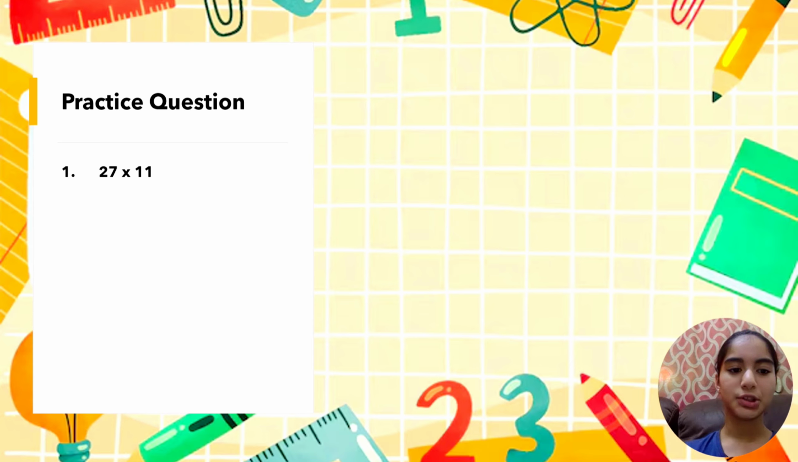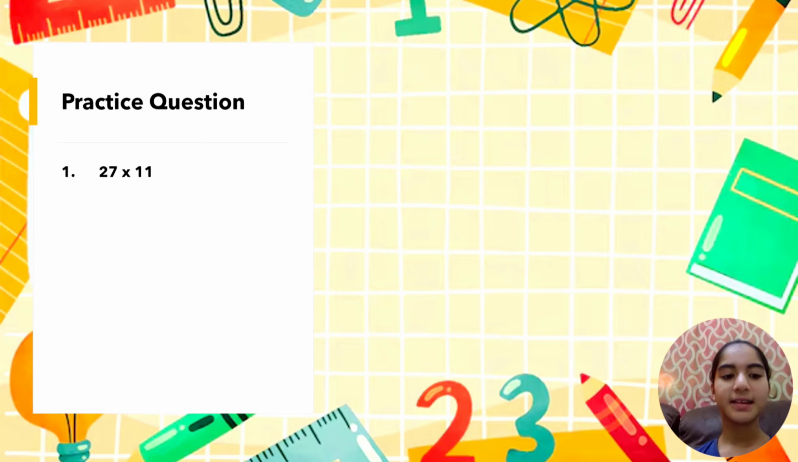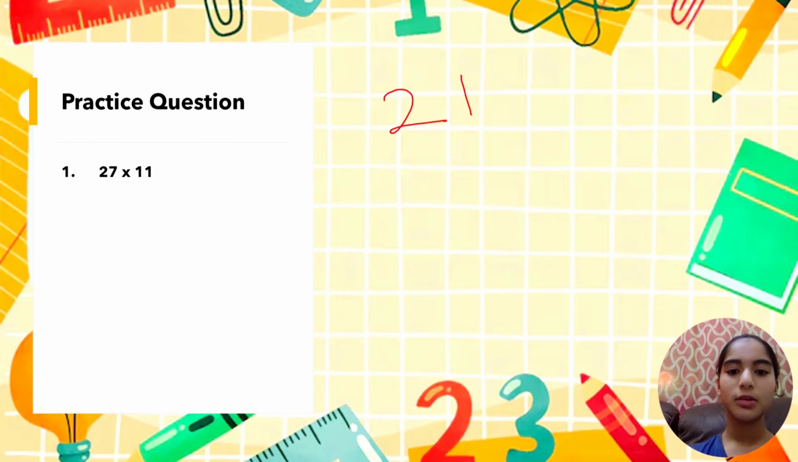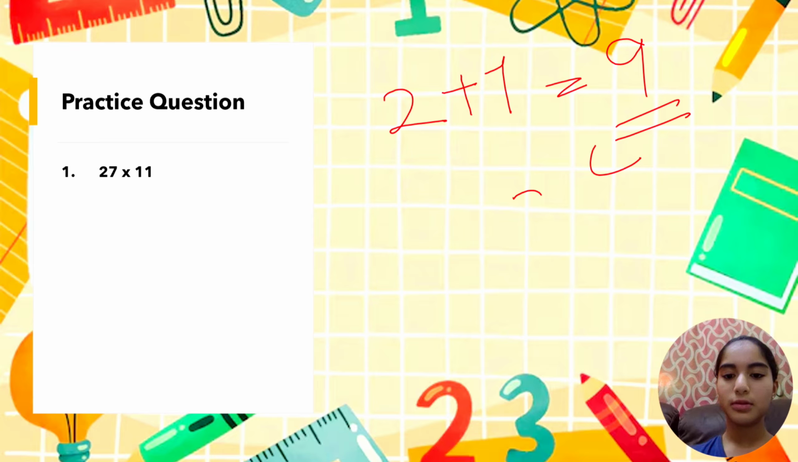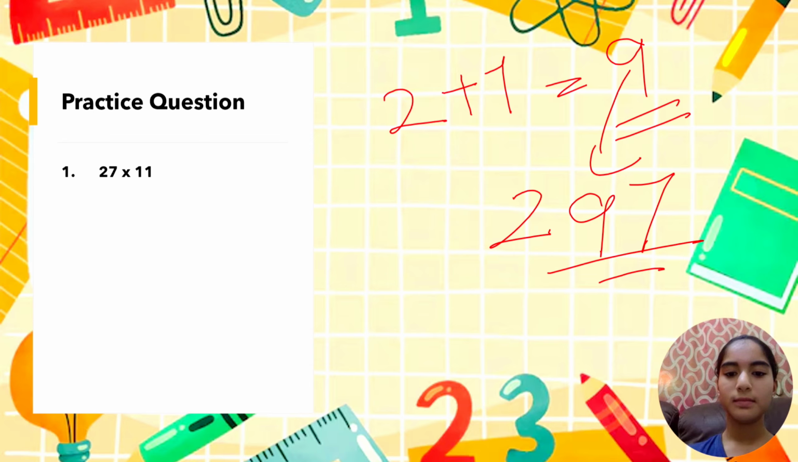Let's do a practice question. 27 times 11. Pause the video if you need to take some time. Okay, so let's do it. The first step, add the digits. 2 plus 7 is equal to 9. Now I place this 9 in between 2 and 7. It is equal to 297. Now let's confirm our answer.